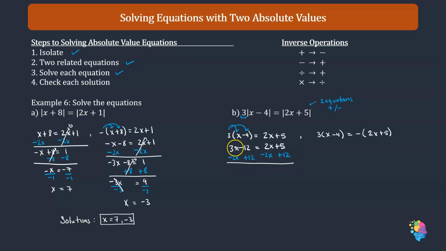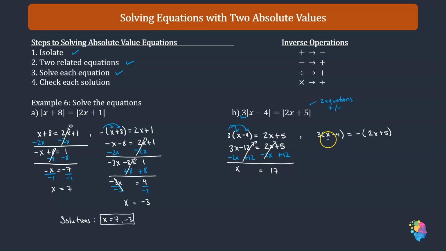From left to right, that would be 3x minus 2x. That is just x. This goes to 0. Don't lose your equal sign. This is also 0. And 5 plus 12 will give us 17. And that is our first solution.